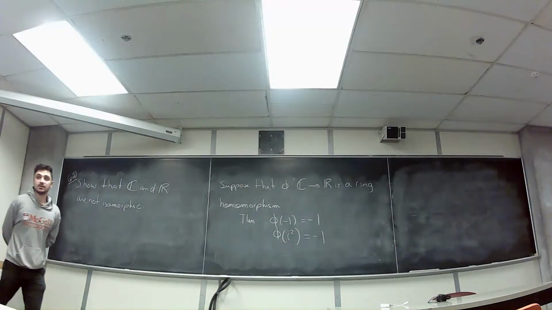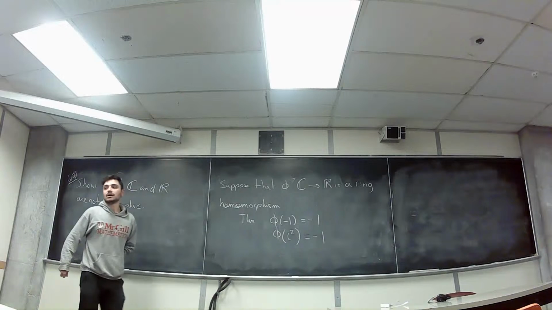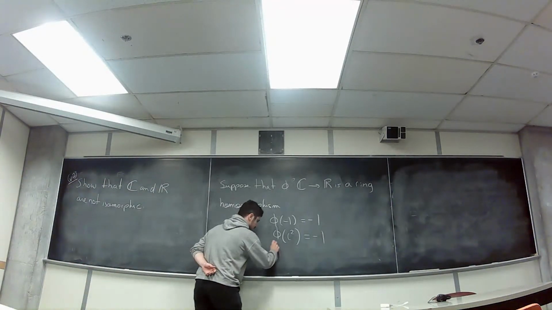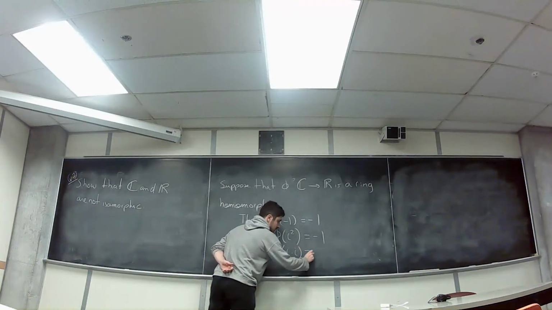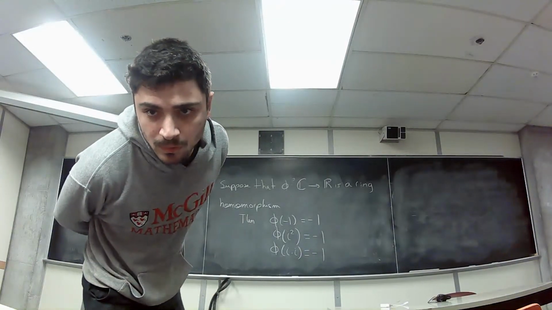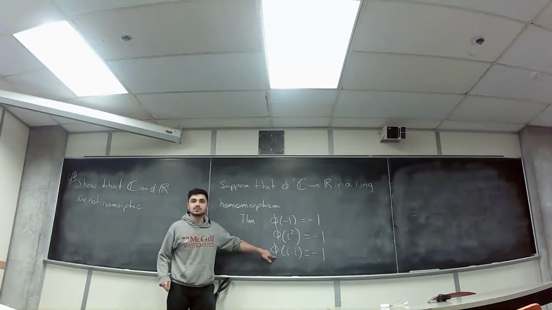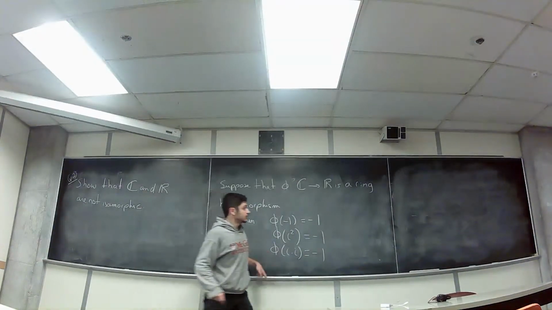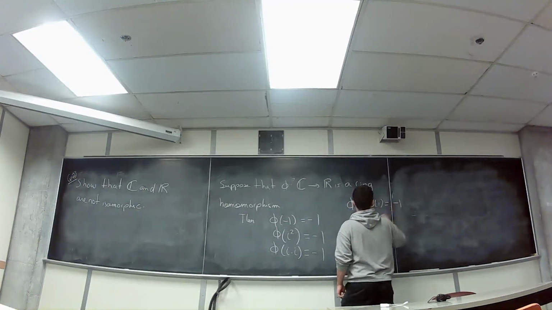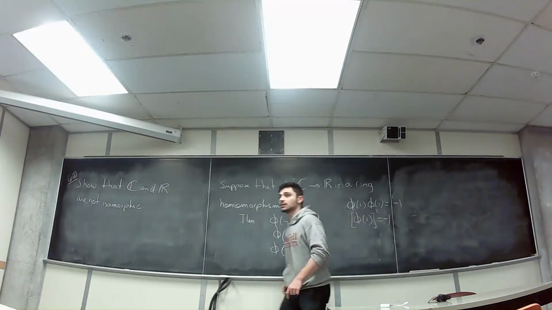So what can I say about phi of i squared? This is just phi of i times i, right? Agree or not? Now, if phi is a ring homomorphism, how can I split this? Phi of i times phi of i. So phi of i squared is equal to -1.